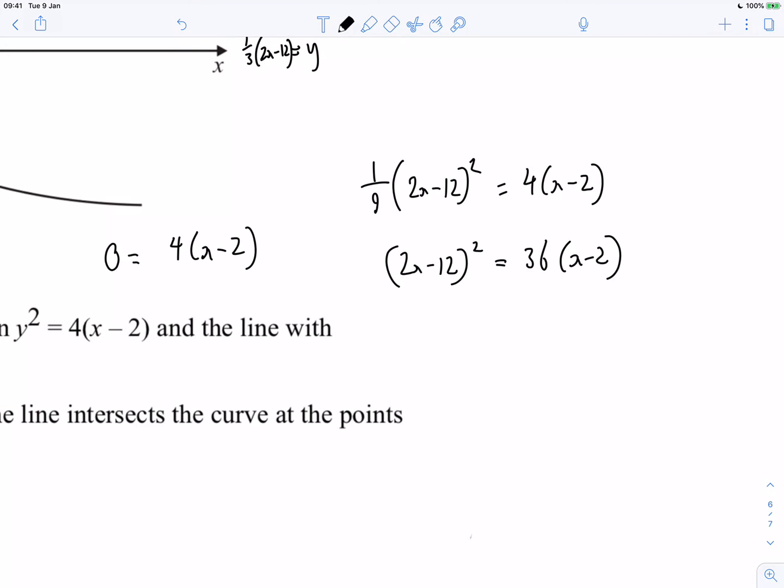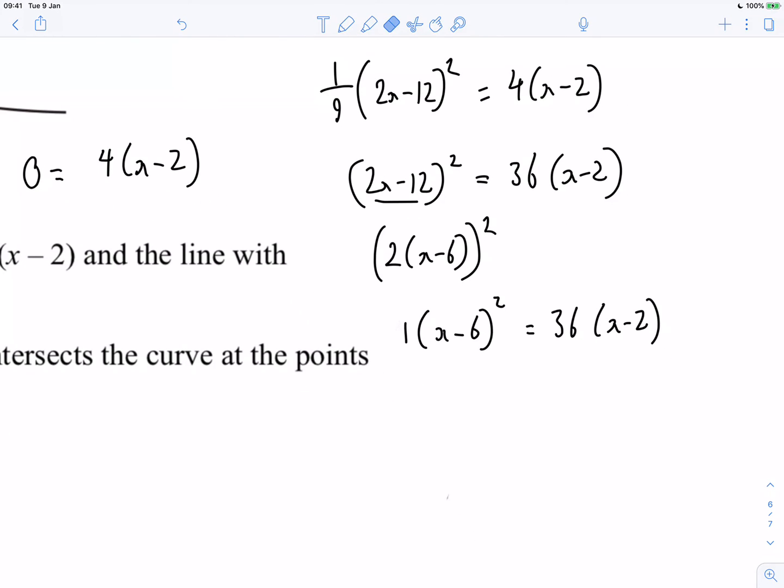Now, here's a sneaky trick. 2x minus 12 is the same as 2 lots of x minus 6. And if that's still squared, I'll take the 2 out squared, which is 4. So actually, it's x minus 6 squared times 4 equals 36 lots of x minus 2. I can divide by 4 both sides, so actually this is a 9. And x minus 6 all squared is x squared minus 12x plus 36. This is 9x minus 18. If I subtract 9x from both sides, I get x squared minus 21x. If I add 18 to both sides, that's 54, isn't it?